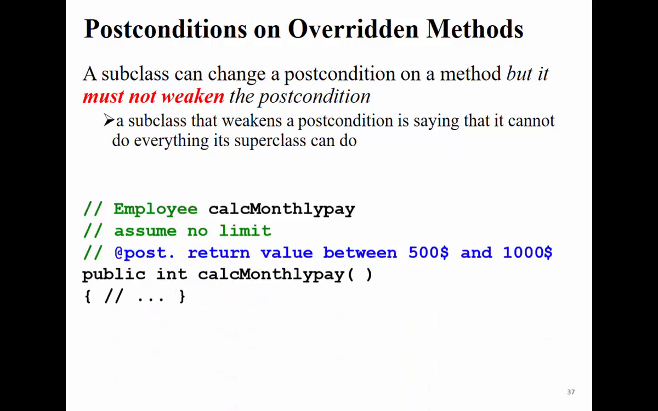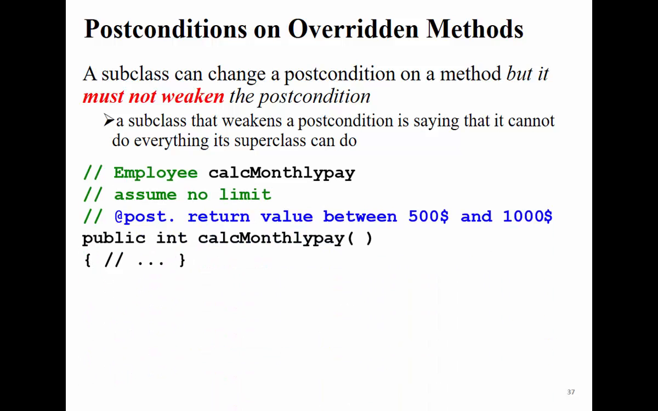Now, if you have a subclass, it can change the postcondition of the method, but it must not weaken the postconditions. Let's say this is a method written inside the Employee class, which calculates the monthly payment for the employee. And we have a postcondition. What is the postcondition? Return between 500 and 1,000. So when I calculate the monthly payment for the employee object, it should be between 500 and 1,000.